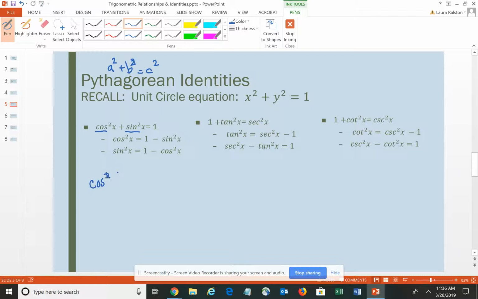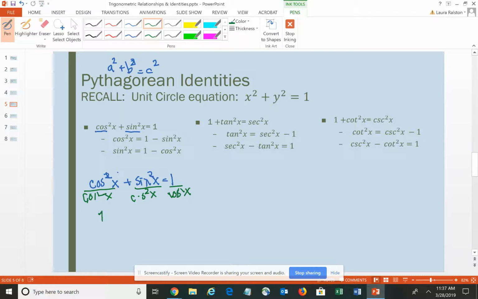Now, to get to these others, if we take the original, and my pen seems to be giving difficulty today, cosine squared x plus sine squared x equals 1. And if we divide that whole thing, all of the pieces, by cosine squared. And I apologize for the pen. It's giving me trouble this morning.